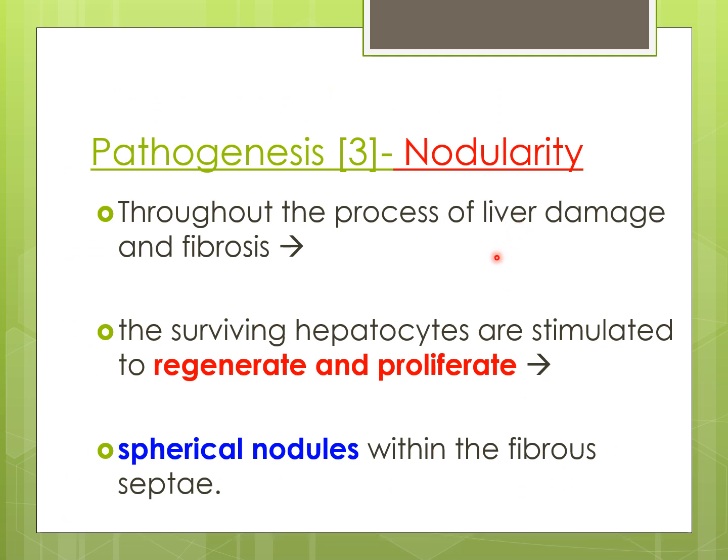The third step is nodularity. As we have seen, whenever there is damage to the liver, the hepatocytes try to regenerate and proliferate, and in this process they form spherical nodules. Because they are surrounded by fibrous tissue, they cannot form the proper structure of the liver as a normal lobule, but form spherical nodules because they are surrounded by thick fibrous septae. So the third step in the pathogenesis is the formation of nodularity.